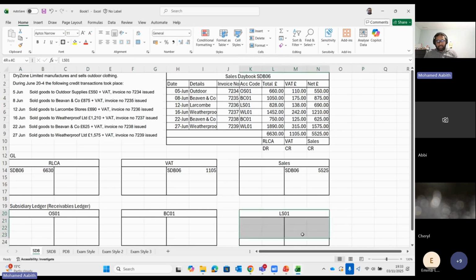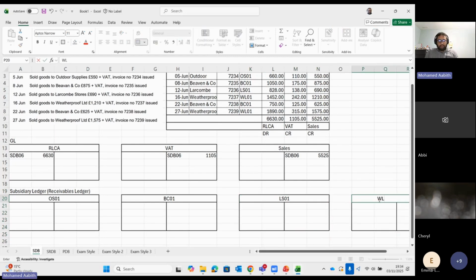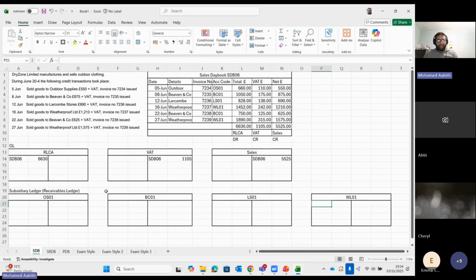So let's see, I can copy this. Control C, Control V. This is going to be WL01. So we have all those information. Now, what we need to do, we need to fill that details here. So here, this subsidiary ledger, it has to be a carbon copy of all my sales amounts. That means how much my customer owes me.